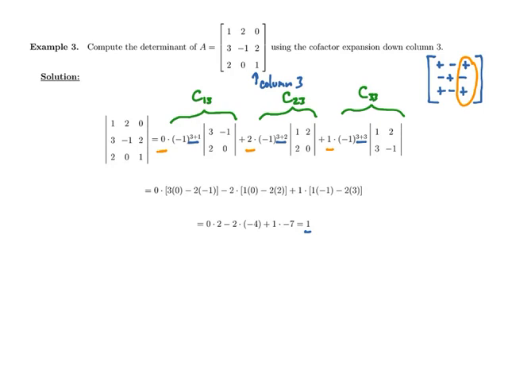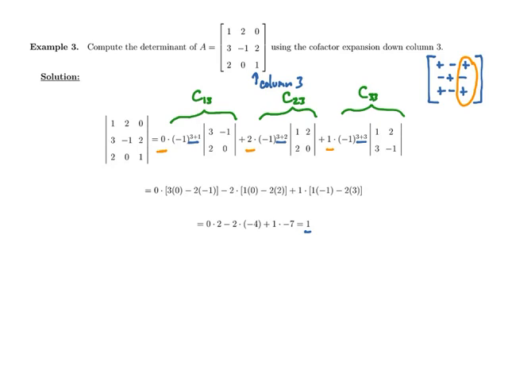Then we are left with our 3 minor matrices. We have to take the determinant of those 3 minor matrices. First one being 3, negative 1, 2, 0. Again, that's if I take the first row and the third column, I'm left with that matrix. If I take the second row and the third column, I'm left with 1, 2, 2, 0. That's my second matrix. And if I take the third row and the third column, I'm left with 1, 2, 3, negative 1, the third matrix.